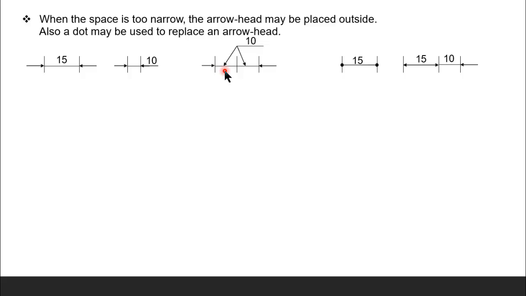For common dimensions having the same quantity, we can show the arrowheads and show the common distance here also. We can represent it in this way also. In some cases we can show dots instead of arrowheads. In a multiple dimension chain type, we can skip the arrowheads and show it like this. In these special cases we can use dimensioning like this.